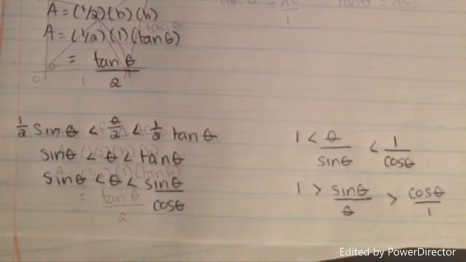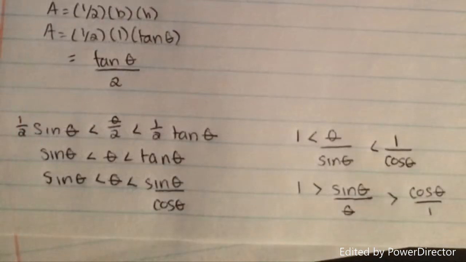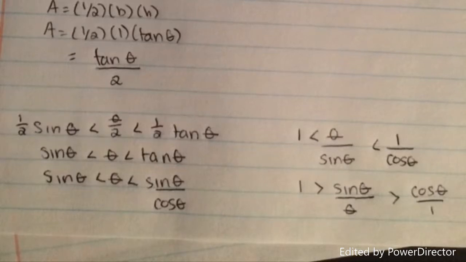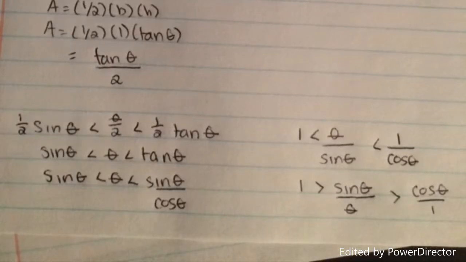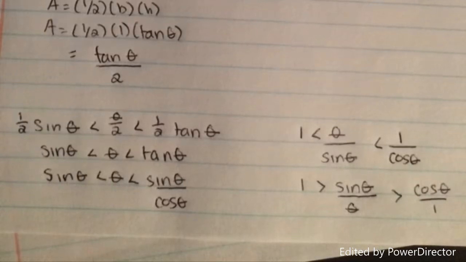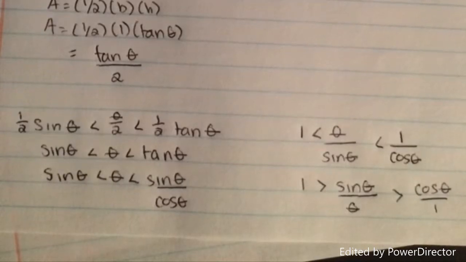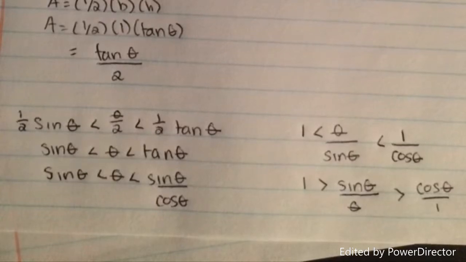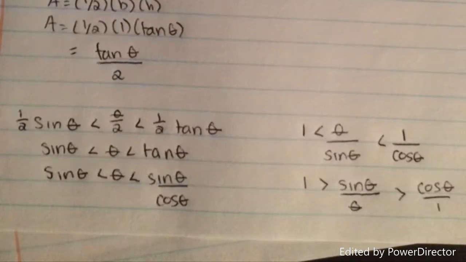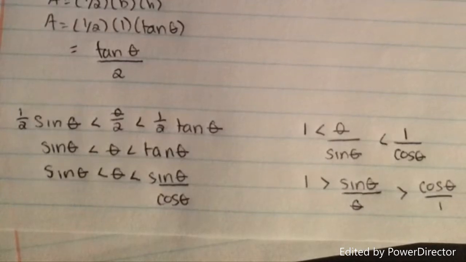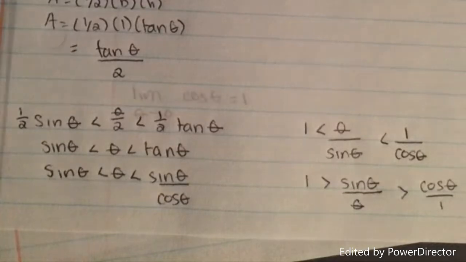Using the intermediate value theorem, we have sine of theta is less than theta over 2, which is less than half tangent theta. Multiplying each portion by 2 and expanding the tangent theta, we are left with sine of theta is less than theta, which is less than sine of theta over cosine of theta. Dividing by sine theta and flipping the signs as well as reciprocating the fractions, we now have the equation 1 is greater than sine of theta over theta, which is greater than the cosine of theta.